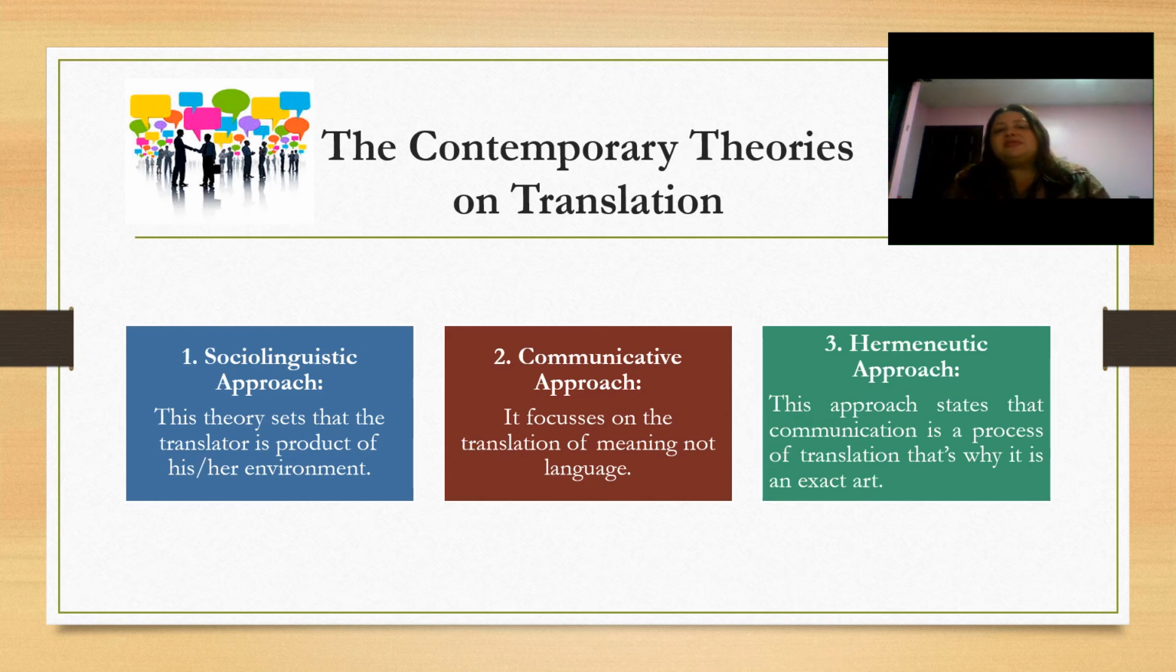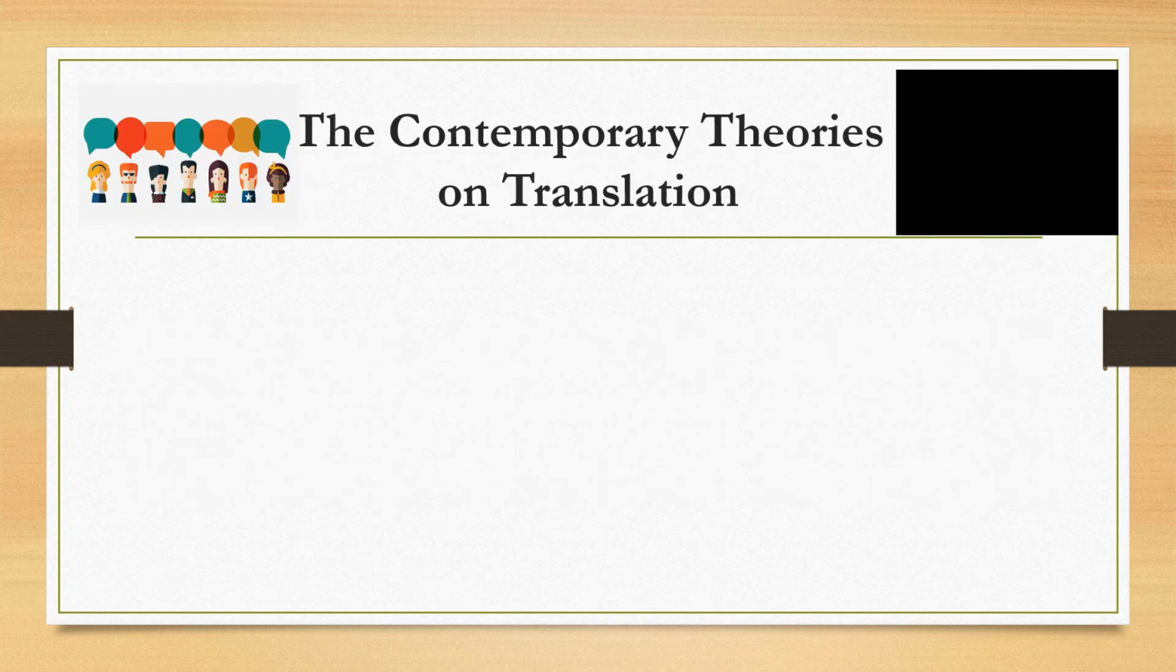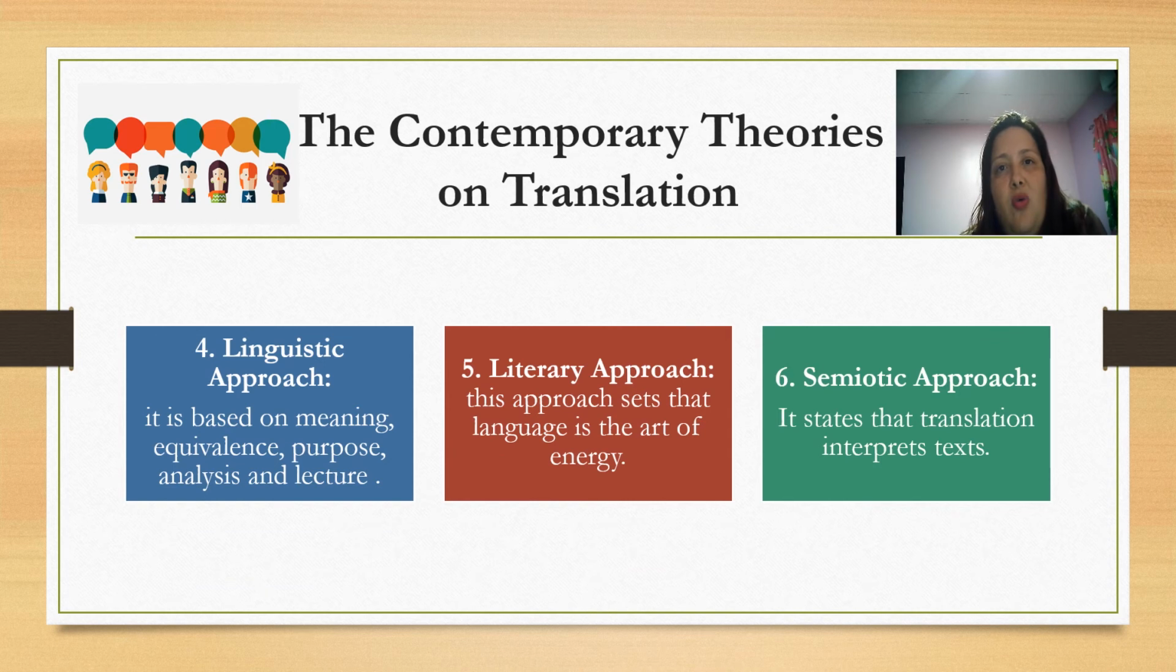Communicative approach. It focuses on translation as a meaning, but not as a translation word by word. Now we have the hermeneutic approach. The hermeneutic approach states that communication is a process, translation is a process, and in the combination of both, the result is an exact art that does not admit mistakes. Now we have the linguistic approach. The linguistic approach is based on meaning, equivalence, purpose, analysis, and lecture, but without forgetting important words like semantics, pragmatics, and correspondence because they work as a whole.